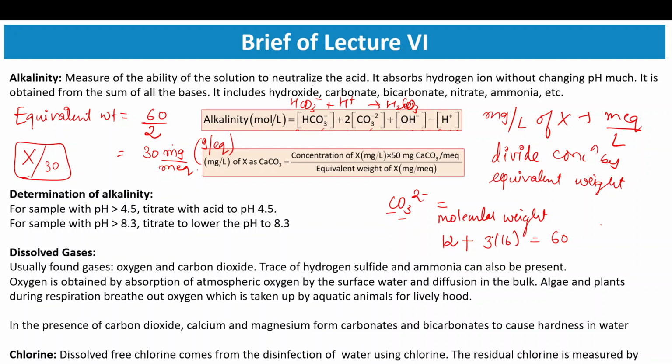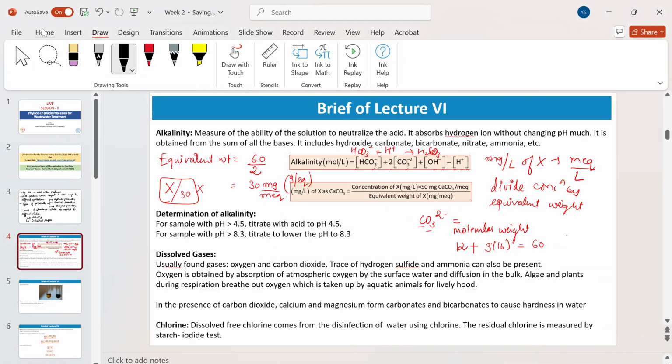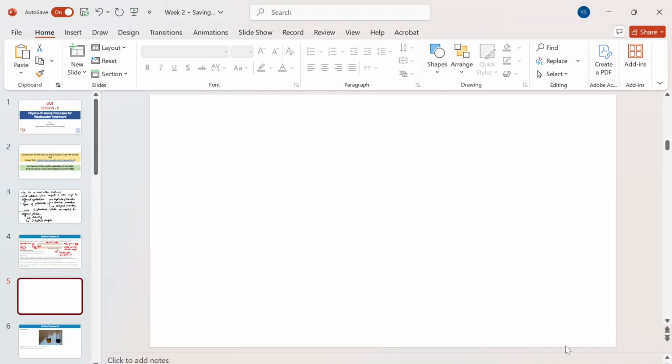Now if you want to further convert this in terms of calcium carbonate, you just need to multiply by the equivalent weight of calcium carbonate. Now let's calculate the equivalent weight of calcium carbonate. It's easy. First, calculate the molecular weight of calcium carbonate. Calcium 40, carbon 12, oxygen 48. So it will be 100, right?